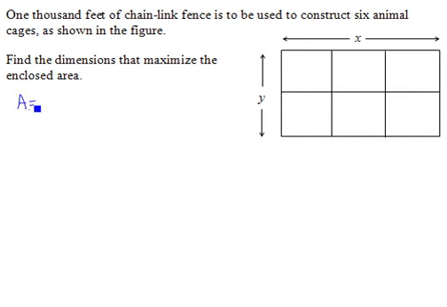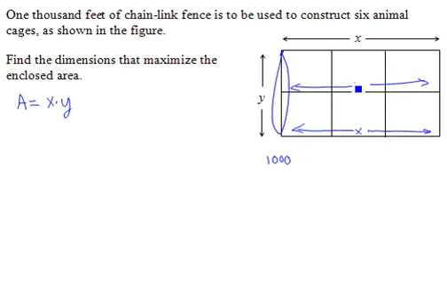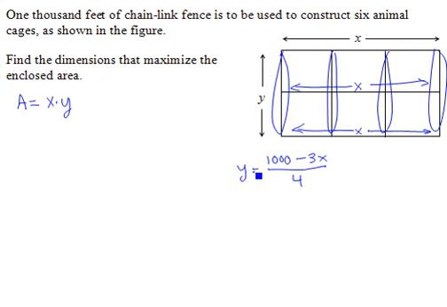Well, we know that area is equal to length times width, that is x times y, using the notation in the figure. We also know that 1,000 feet of fence are available, but that we've already used up 3x of them here. And so in order to determine how much is left to make each of these vertical segments, we're going to have to take that 1,000 minus 3x and divide it into 4 equal pieces. That will give us an idea of how much fence can be used for each of the 4 pieces that are y units, y feet long.